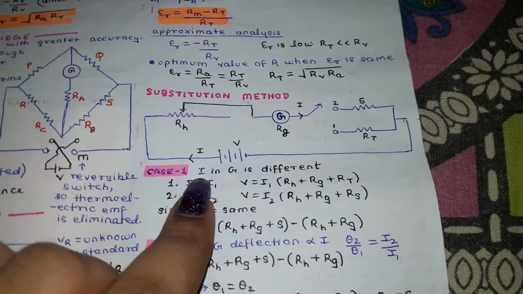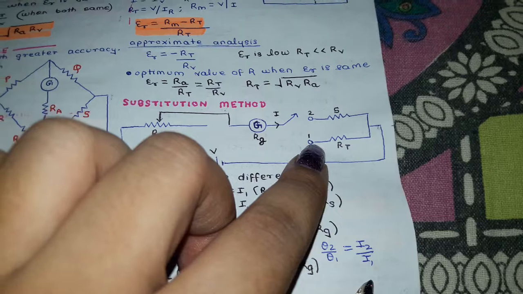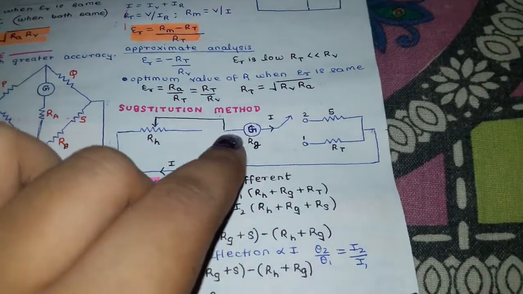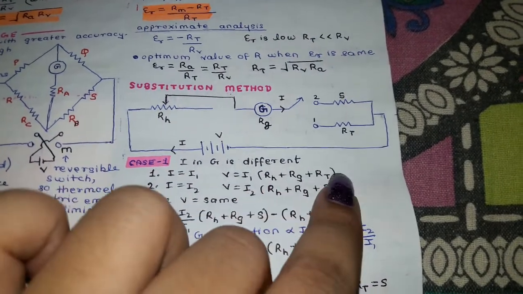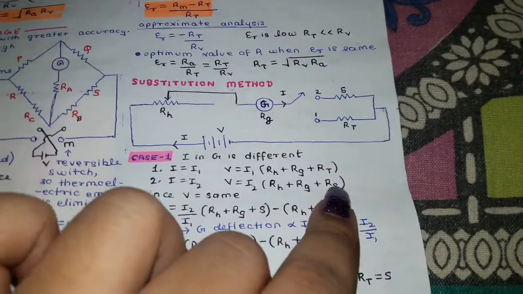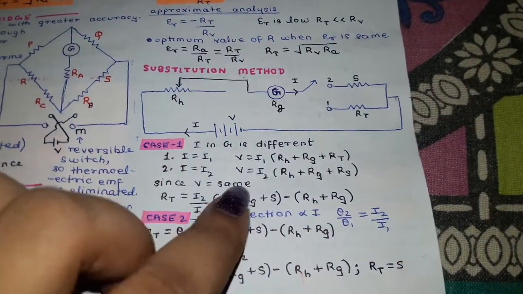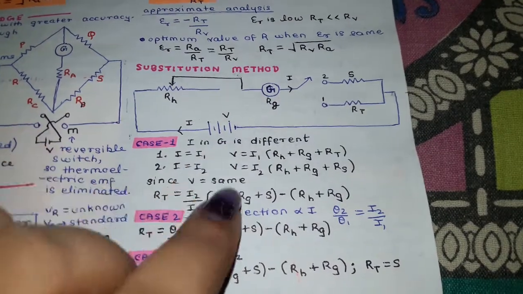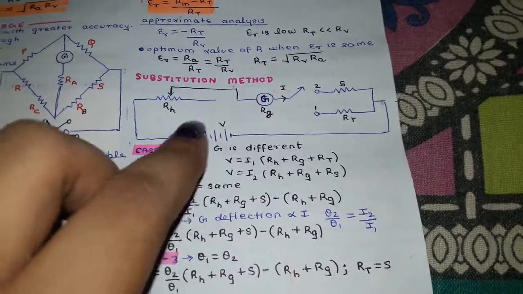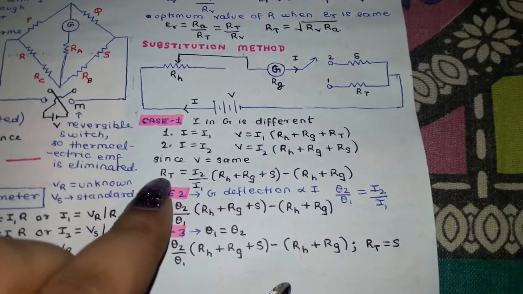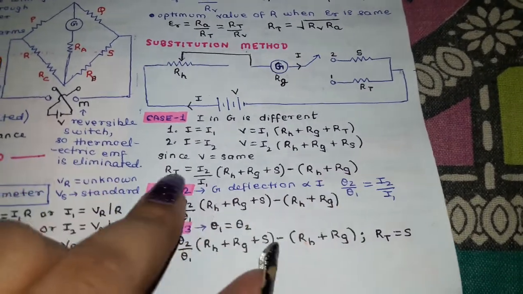In case the current in the galvanometer is different, meaning you connect to this terminal and then to that terminal and get different galvanometer deflection in both cases, then I is given by I1, and these are basically your KVL and KCL equations. So we are analyzing the entire circuit. Since the voltage is the same in both cases, you write out the current equations but the supply is not going to change. So we equate them and find that the unknown resistance is given by this particular formula.